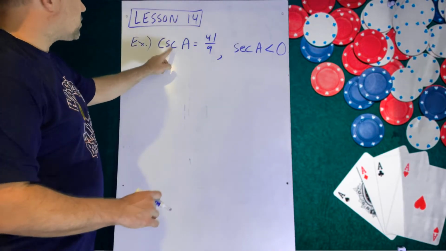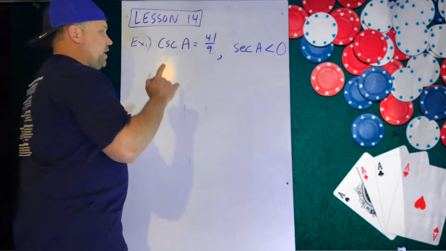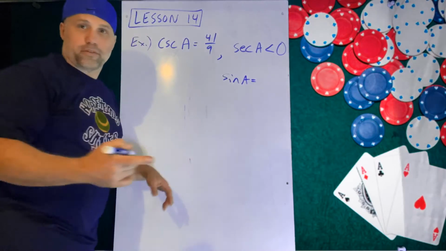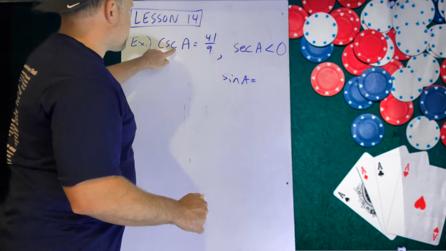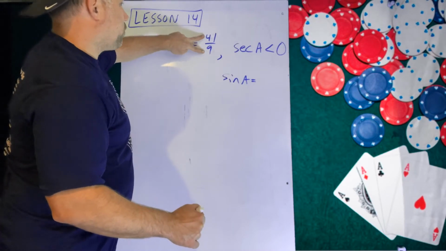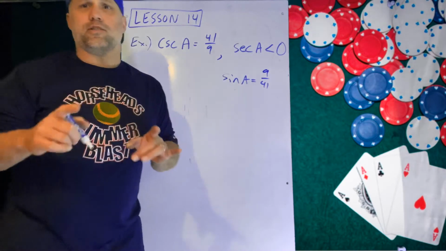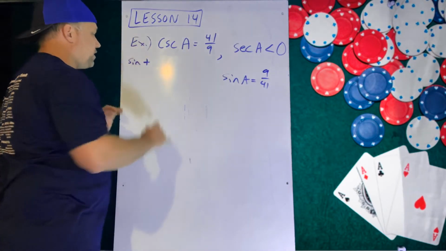Let's start with this. If the cosecant of A is 41/9, that tells us something about the sine of A. It tells us actually a couple of things. First, it tells us what the sine of A is. Sine is the reciprocal of cosecant. So if I take 41/9 and I flip it, it's 9/41. But that also tells me that my sine value is positive. I'm looking for a place where sine is positive.